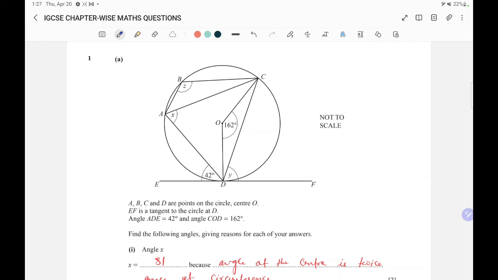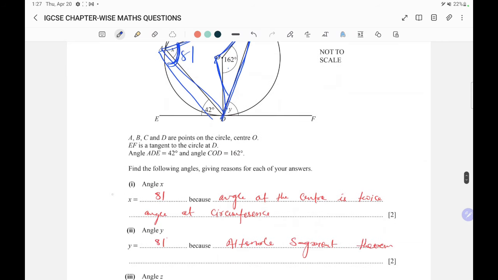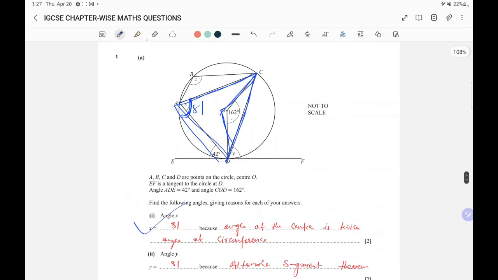Okay, so guys, this chord makes angle at the circle and the center. So we know that at the center it is double of the circle. So this is 162, so it's 81. So x should be 81 because angle at the center is twice angle at the circumference. So I hope you understood this part.